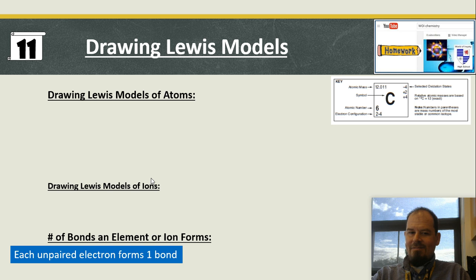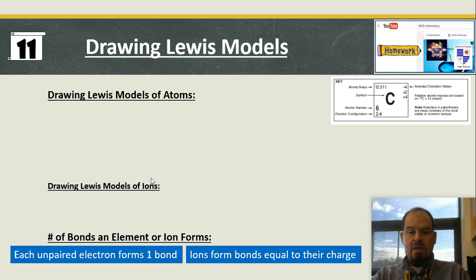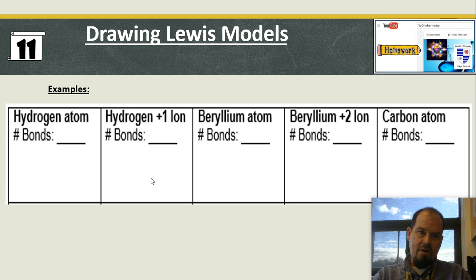Looking ahead, each unpaired electron is going to form one bond. And for an ion, it's easier. Ions, when they form, generally lose all their electrons or gain all the electrons that they need. So whatever that charge is, the quantity of the charge is how many bonds it's going to make. If it's a +2, it makes 2 bonds. If it's a +1, it makes 1 bond. Okay, let's get into it, and I think you guys will see what's going on.